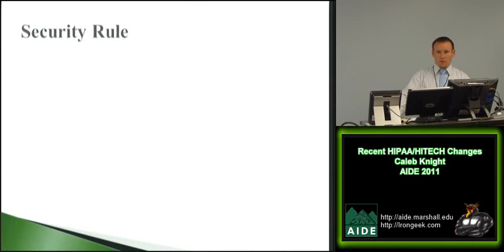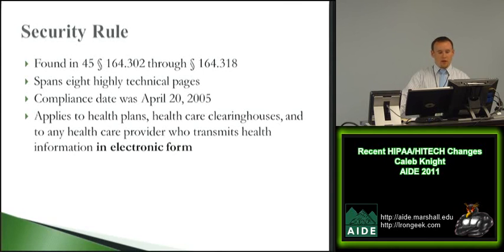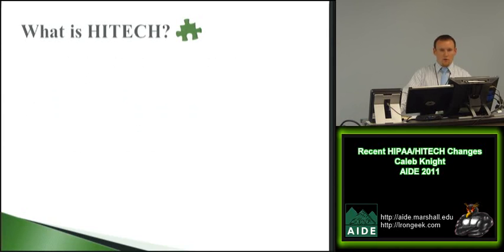Now, the other rule that I mentioned is the security rule. It's a little bit shorter. It only spans 8 pages, but it's more technical. And actually, the security rule only applies to records that are transmitted in electronic form. So while the privacy rule applies to all medical records, the security rule applies only to the electronic records that are kept in electronic form.